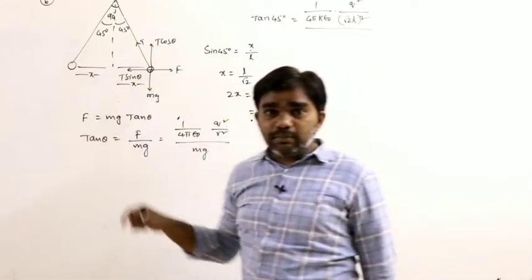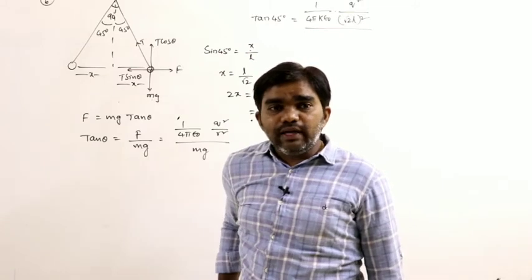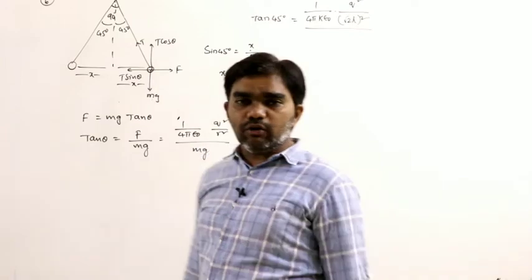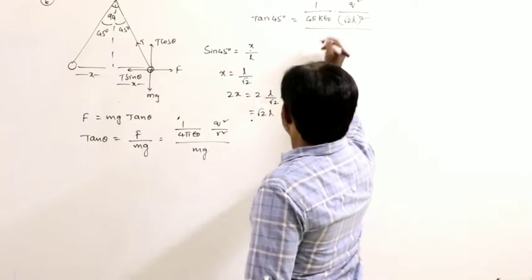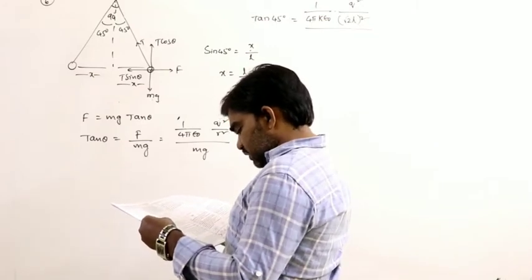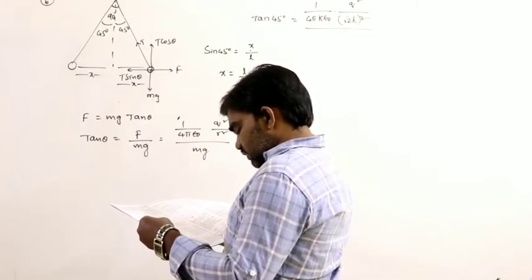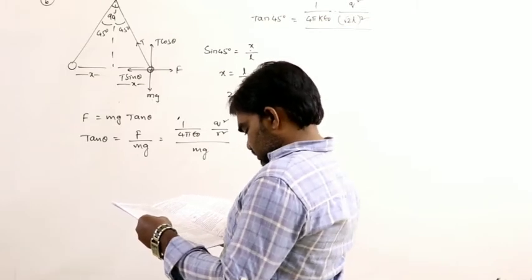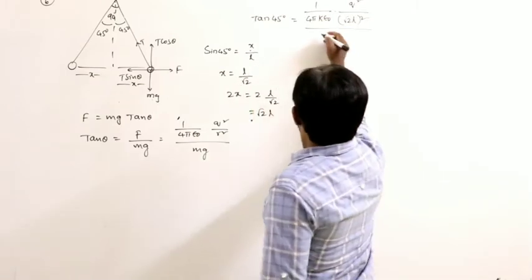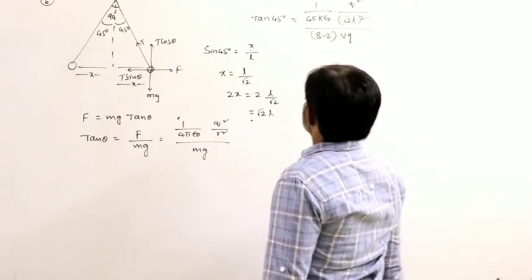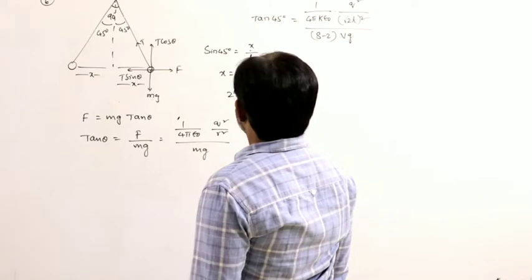These two spheres are placed in the liquid, so the weight has to be written as the apparent weight. Apparent weight means density of the body minus density of the liquid. The specific gravity of the liquid is 2 and the specific gravity of the material of the sphere is 8. So 8 minus 2, into volume into density. So that is the first case.